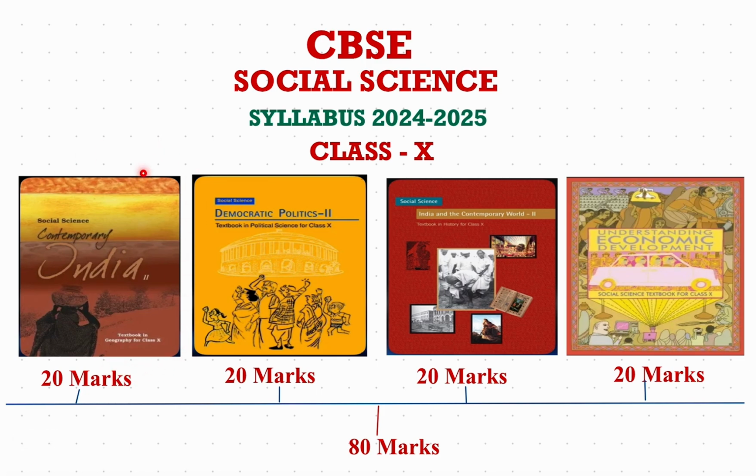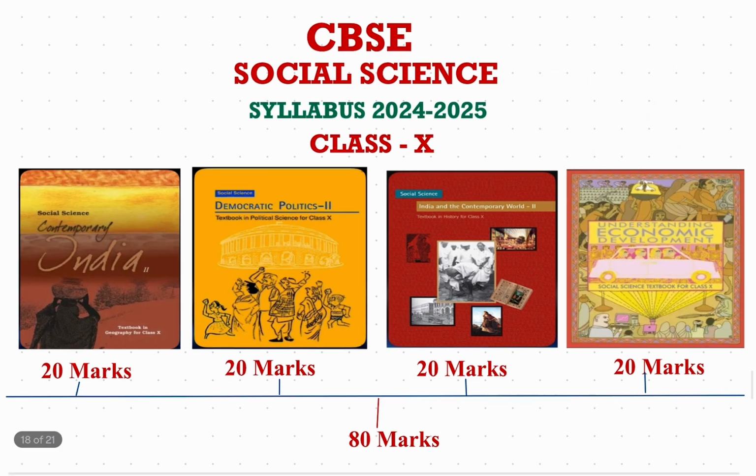You can see here these are the four textbooks: geography, political science, history, and also economics. Geography carries 20 marks, political science carries 20 marks, history carries 20 marks, and economics carries 20 marks. So the total is 80 marks. We have the board exam for a total of 80 marks.